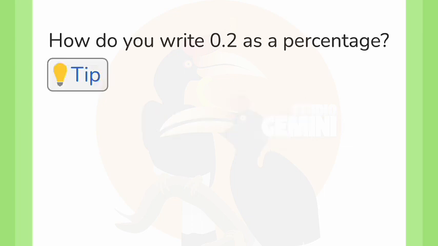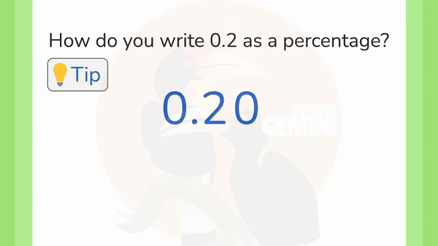Awesome! Here's a tip. When we convert a decimal to a percent, we can simply move the decimal point 2 places to the right. Let's try it. But first, since we only have one digit after the decimal point, let's add a 0 to the end of our number. Remember, this won't change the value.